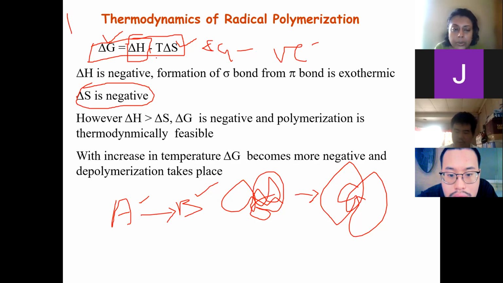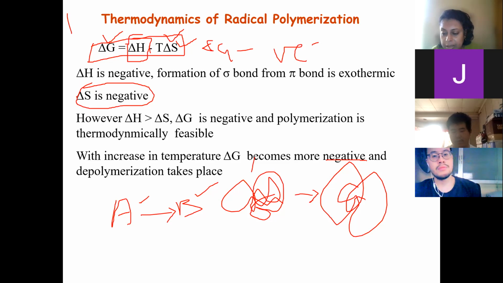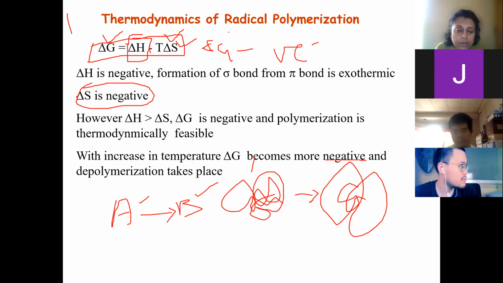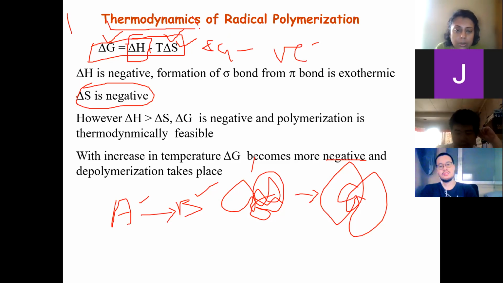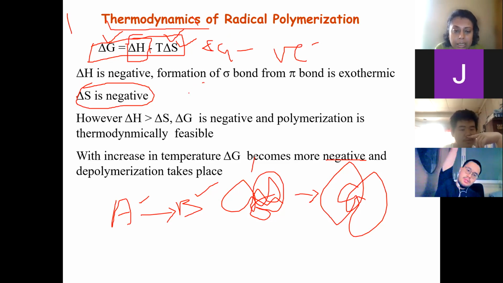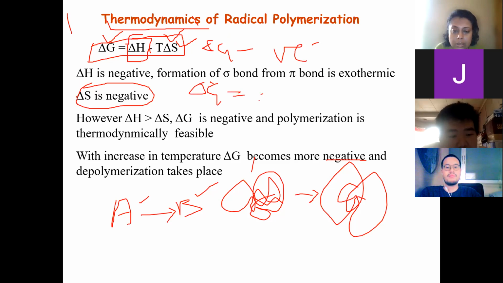But if you are doing the reaction at very high temperature, then at one point this might be more than this. In that case, delta G is positive. And if the delta G is positive, then this will not be negative. This is more positive. So delta G becomes more positive if you increase the T and depolymerization takes place. So as you're increasing the temperature, G goes from negative to positive. At a certain temperature, delta G is equal to 0 when these two values are the same.